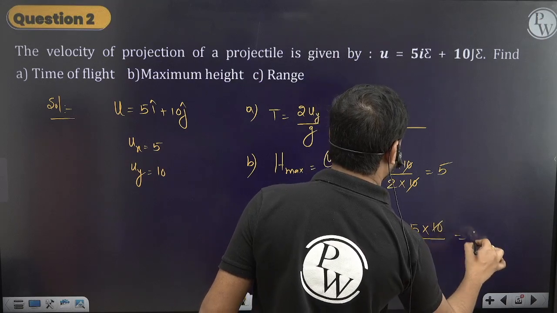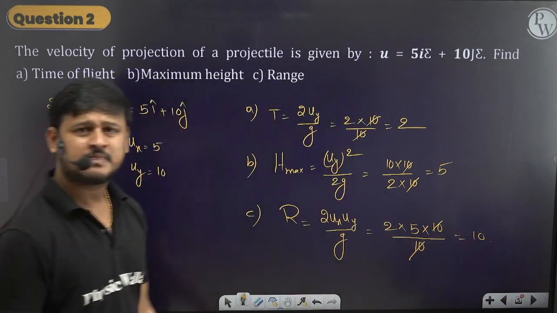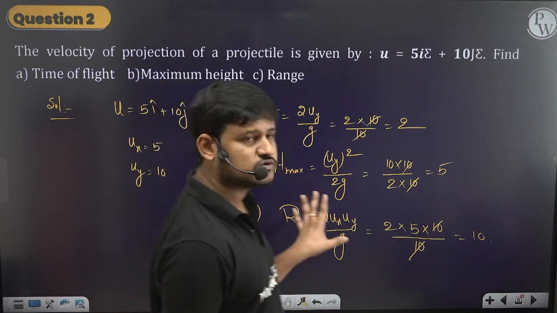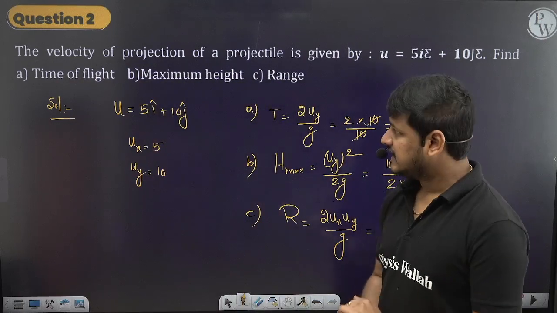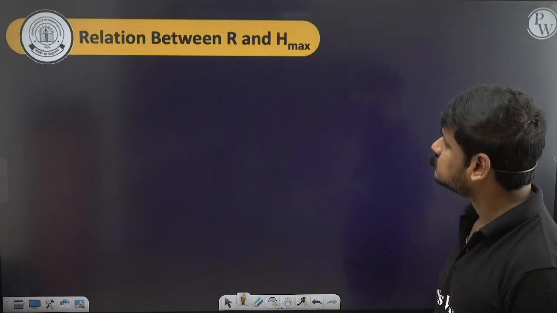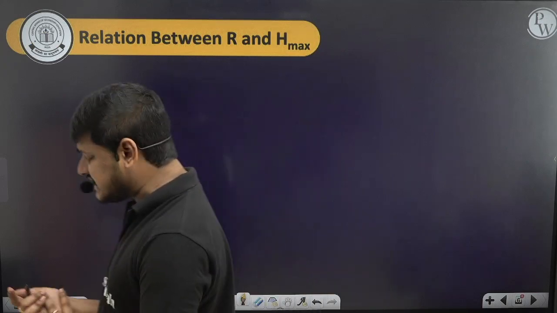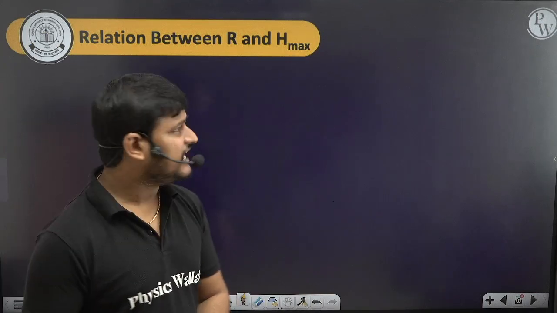So then it's going to be 2 into 5, 10. Clear? So the basic question, that's it, formula based one, right? Chalo. So let's move further. So then what is the relation between the range and H max?